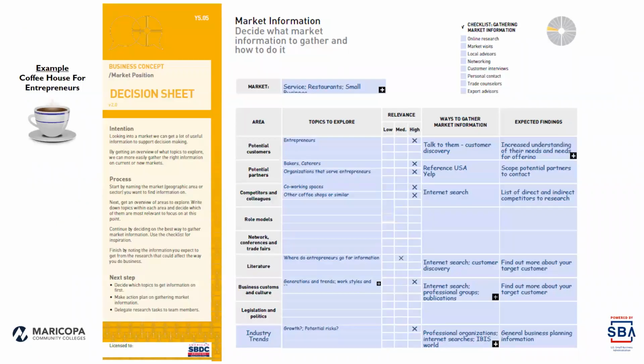Here's a simple example of this same template using our Coffee House for Entrepreneur example. You start by selecting a customer segment on which to focus the template, and then you review the areas listed on the left, note topics to explore for each area, then you rank the relevance of the information to your needs, and then you consider how and where to gather the information. And finally, note the expected findings or outcomes for each analysis area. Consider how will this information help you in your analysis. Stop the video here to review the template example.